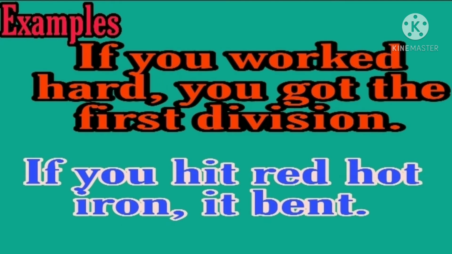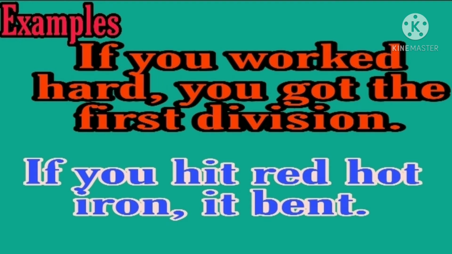Here you can see the verb worked is verb form 2, and in the second clause, the main clause, got is also verb 2. Then you can write the extension of this sentence: you got the first division if you worked hard. Students, if you write the sentence in this order, then you don't use a comma. So students, "if you worked hard" is the subordinate clause, if clause and conditional clause, and "you got the first division" is the principal clause and main clause.